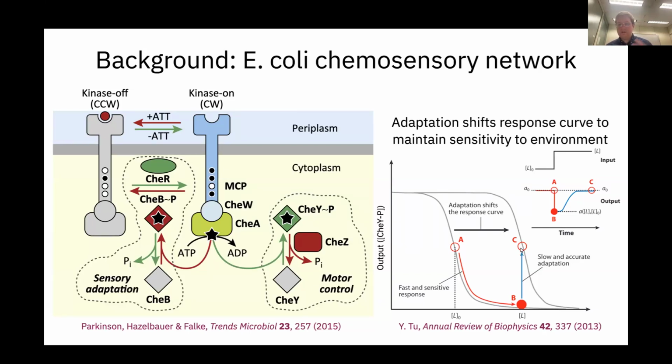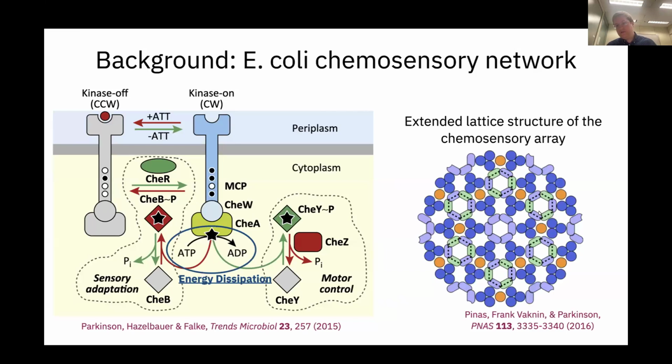So with this adaptation, the cell maintains sensitivity to its current environment and is basically constantly resetting its scale for what's considered a large concentration. And this is really how it's able to move up gradients in chemical concentration because it's constantly resetting this scale and looking for even larger concentrations. Okay, so that's basically how the system works.